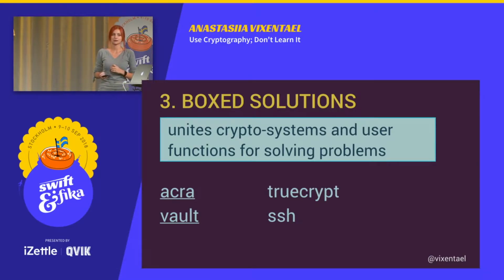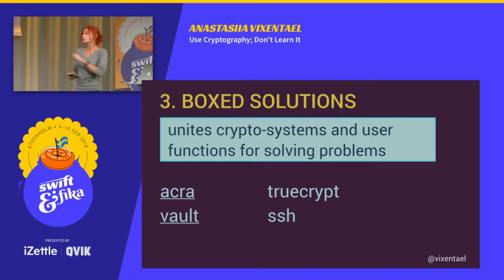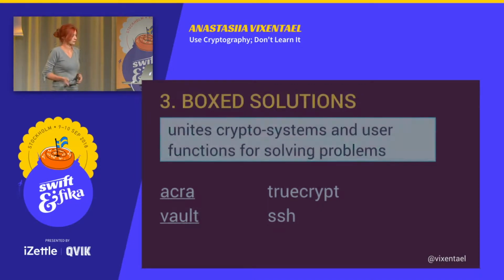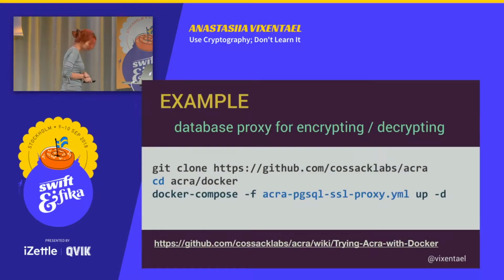Say yes. So, yeah, Vault is a key storage. HashiCorp has a lot of products built on the same crypto stack. Acra is a database encryption proxy. TrueCrypt is used for managing containers. SSH, obviously. Again, how does a box solution work?